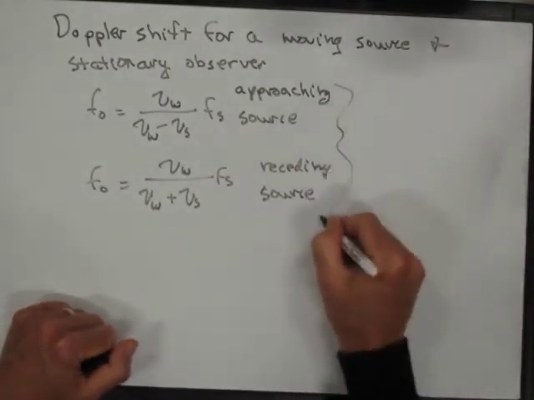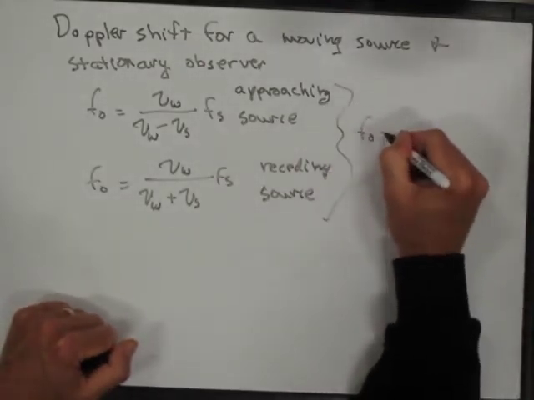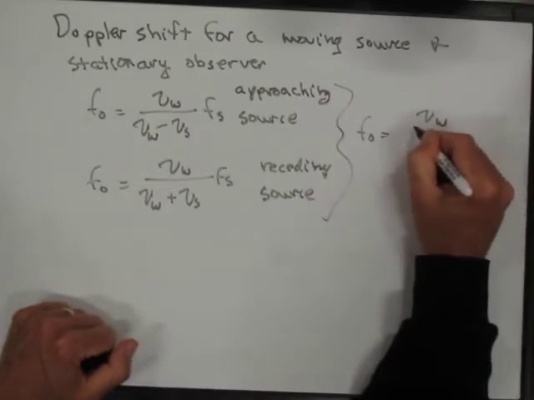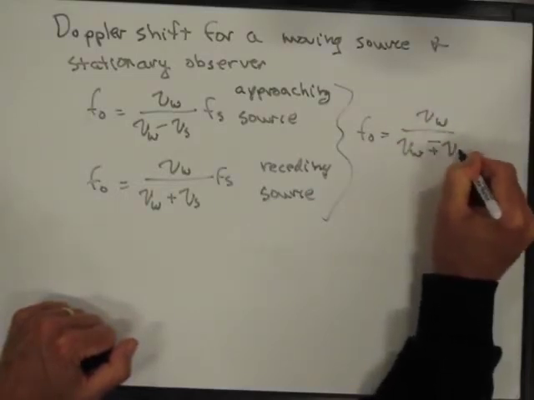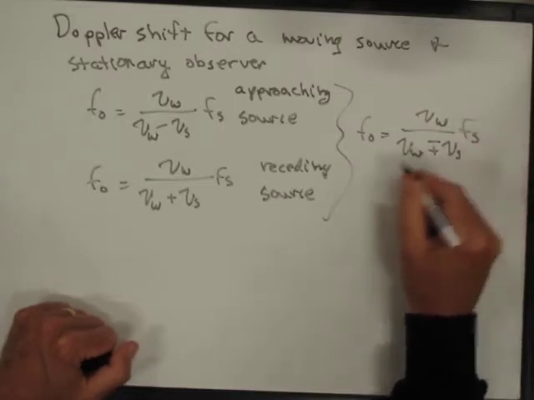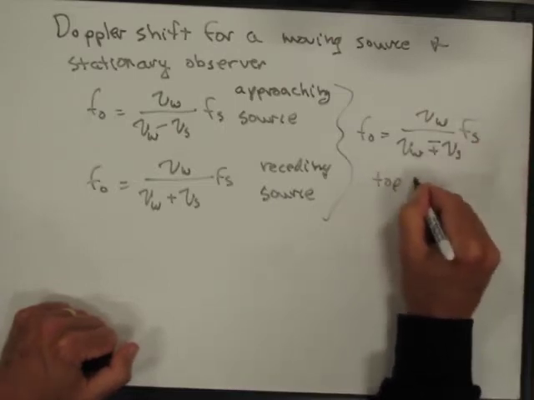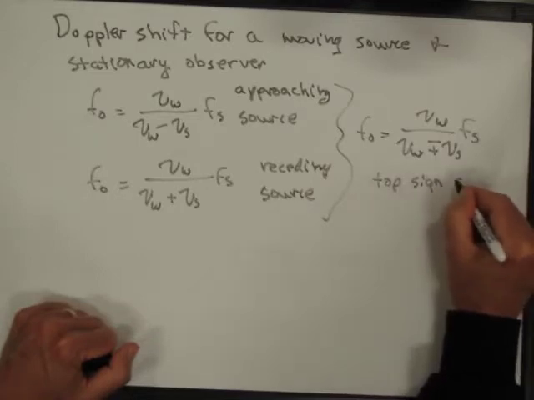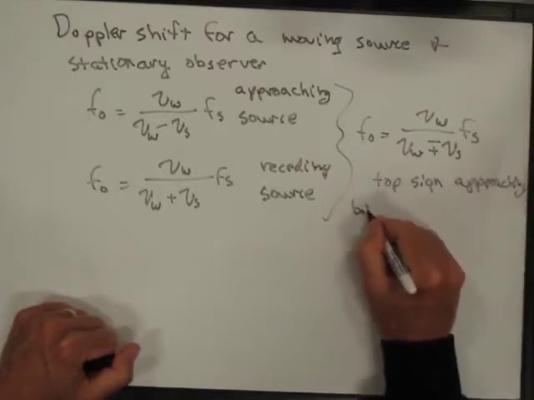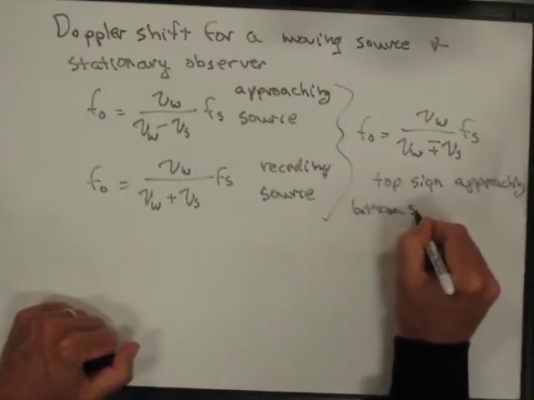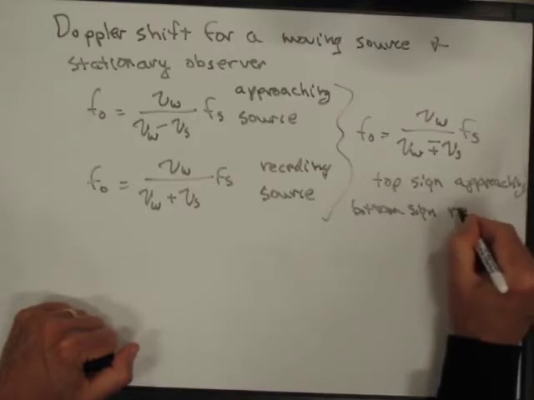Often we'll just write that this way. We'll say frequency observed is equal to the velocity of the wave over the velocity of the wave minus/plus the velocity of the source times the frequency of the source, where the top sign is approaching and the bottom sign is for receding.